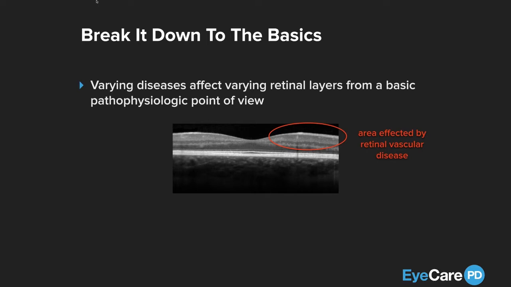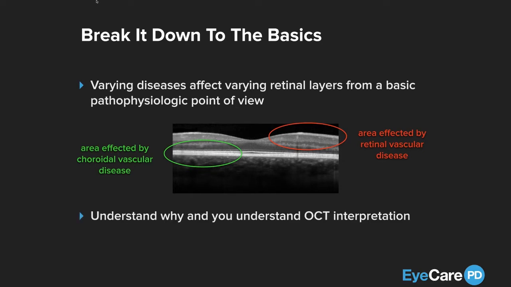Take this example. This is the area affected by retinal vascular disease. It's basically the inner retina. This is the area affected by choroidal vascular disease. Again, we're talking outer retina and choroid. If you can understand this, if you can understand why, then you will understand OCT interpretation.